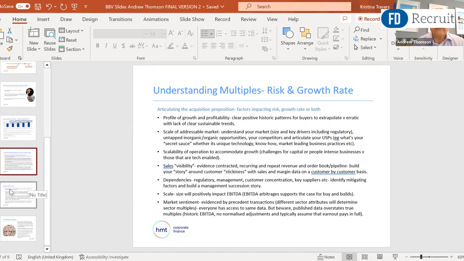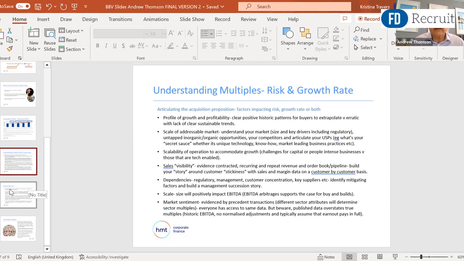In terms of scale, size will positively impact EBITDA, i.e. the larger you are, the larger multiple you will achieve. That's why the EBITDA arbitrage is what really drives the buy and builds, which is probably the most active acquisition category at the moment.